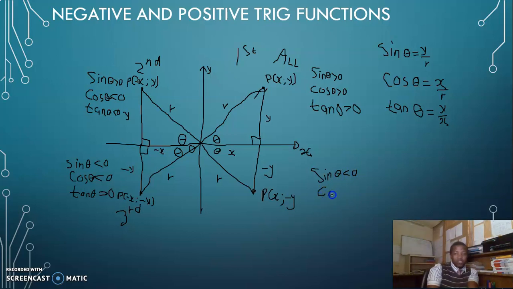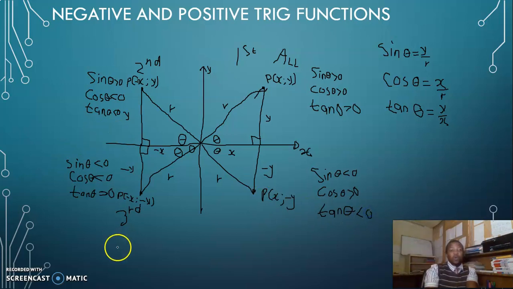What about cos theta? Remember, cos theta is adjacent, which is positive, over hypotenuse. So this time around, cos theta is positive here. And then what about tan theta? You will test it yourself, but basically tan theta is negative.